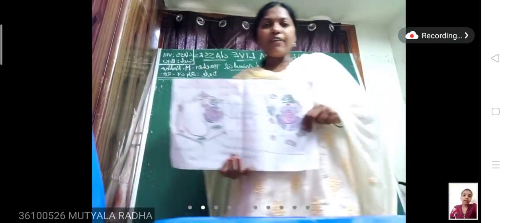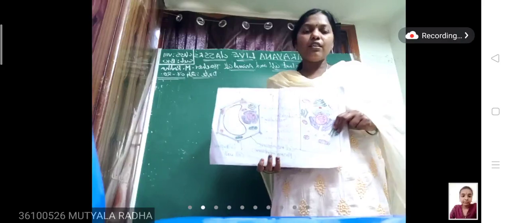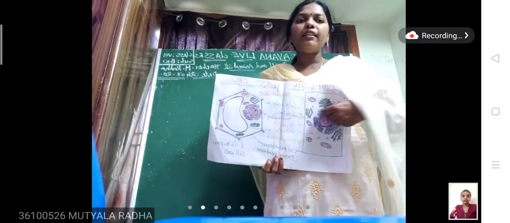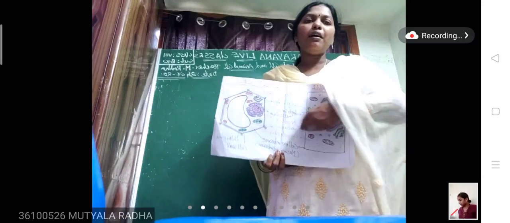I will repeat just the differences, not the similarities. The cell wall is absent in the animal cell. The cell wall is present in the plant cell.